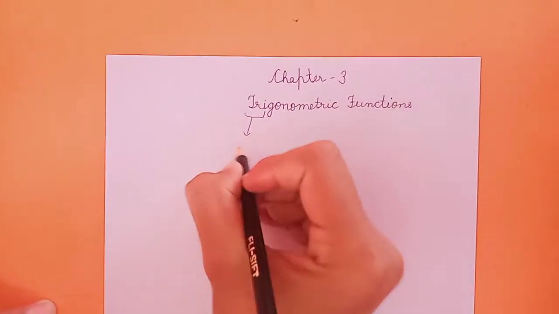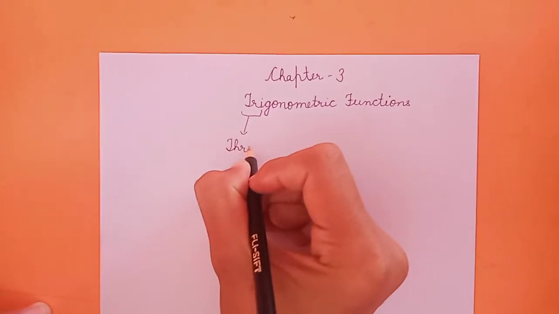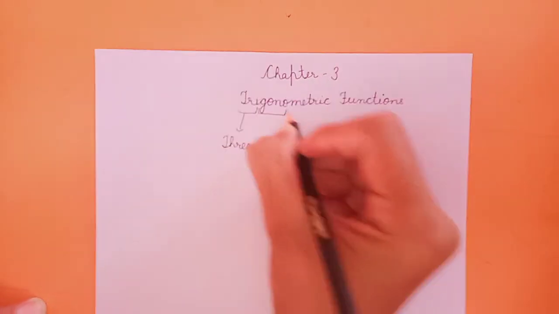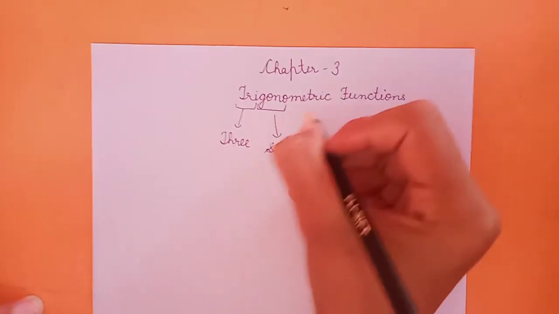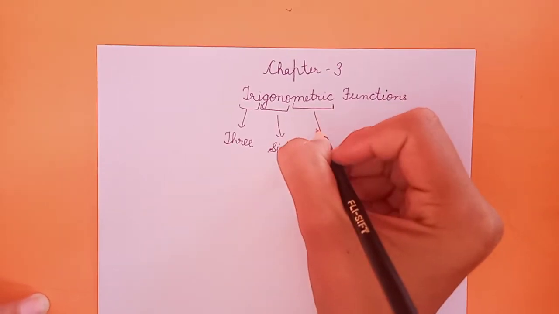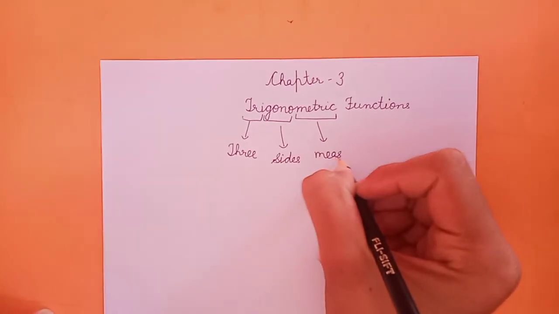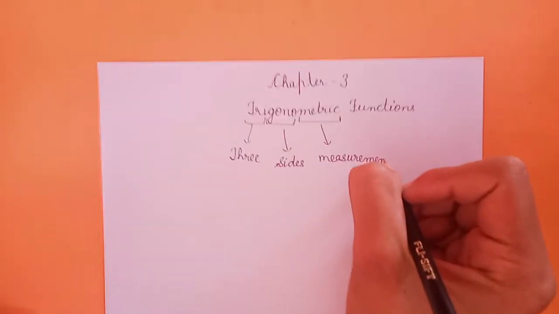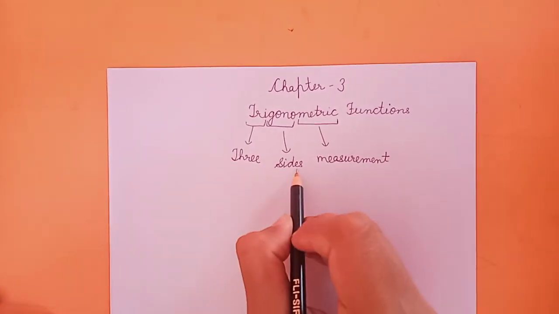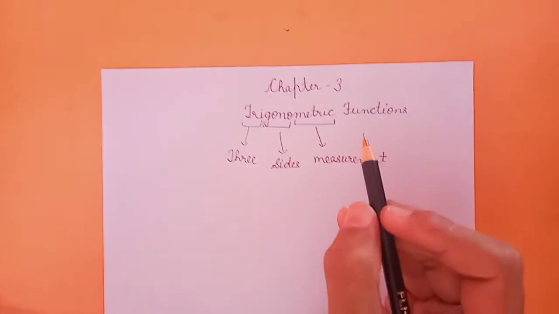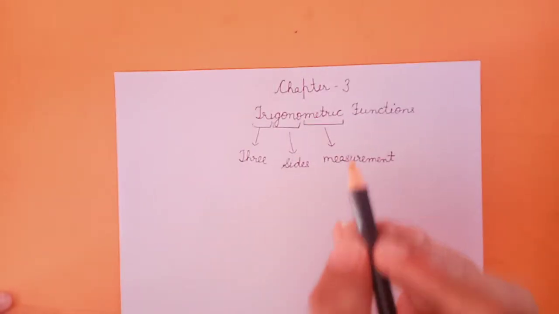Tri means 3, gono means sides, metric means measurement. So trigonometry is the measurement of 3 sides, and in trigonometry we generally take a right angle triangle.